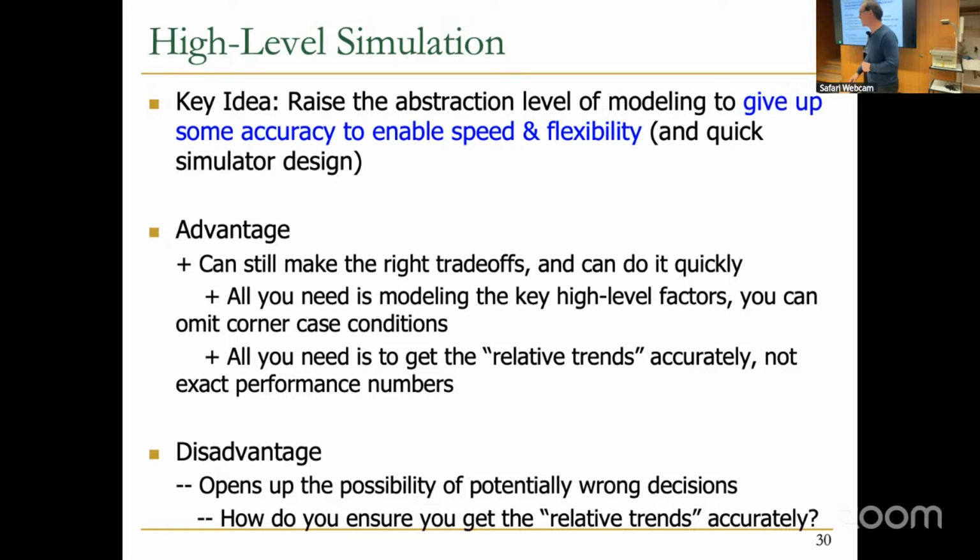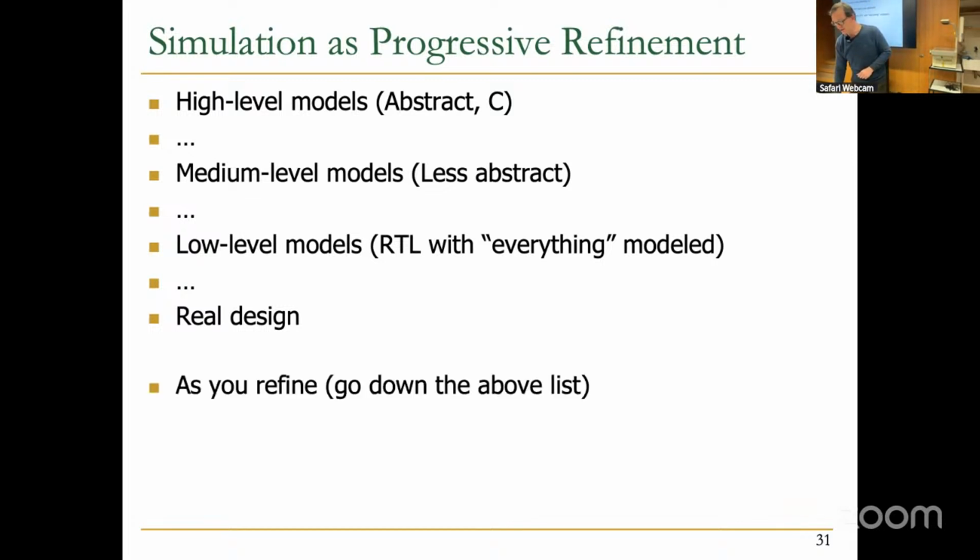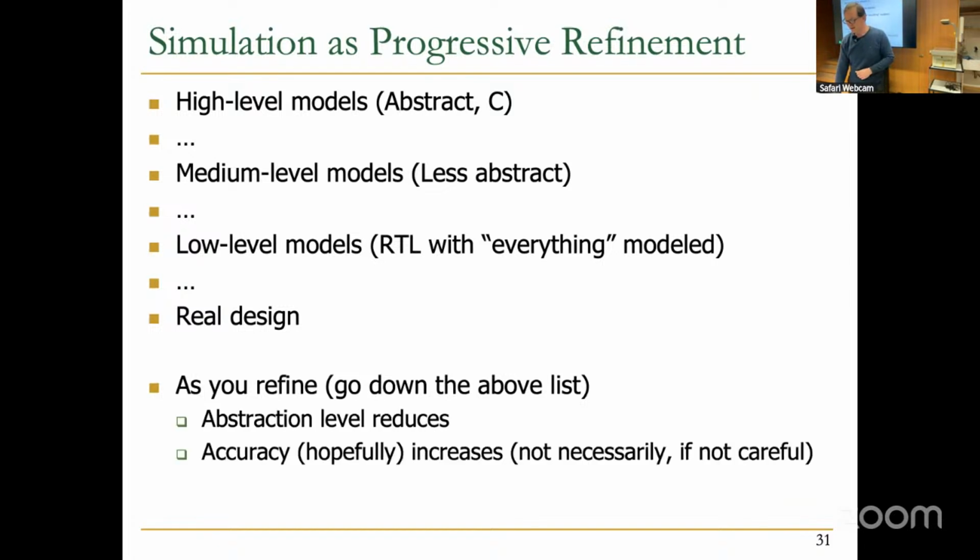So basically, how do you ensure you get the relative trends accurately, right? I mentioned this earlier, but I view simulation as a progressive refinement. You start with very high-level models, and then you develop medium-level models that are less abstract. You go to low-level models, and then eventually you get a real design, right? Hopefully, at some point. As you refine, abstraction level reduces as you go from basically top to bottom. Accuracy hopefully increases, but not necessarily. Again, if you're not careful.